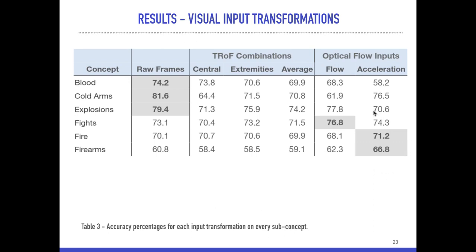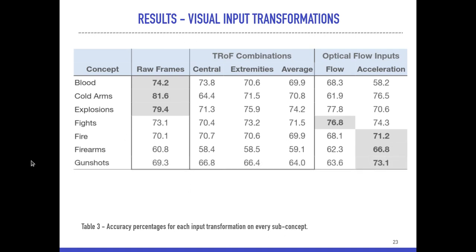And here we have gunshots to compare, which were much better detected with the optical acceleration, since a gunshot is a very fast movement, and the difference between one frame and the other could be better detected with the optical acceleration.